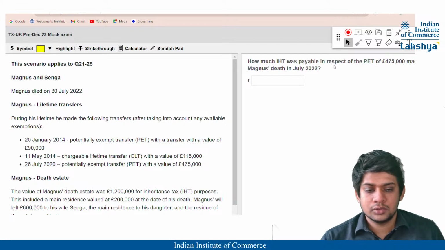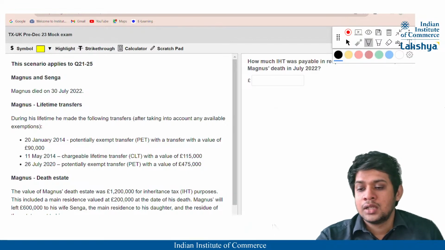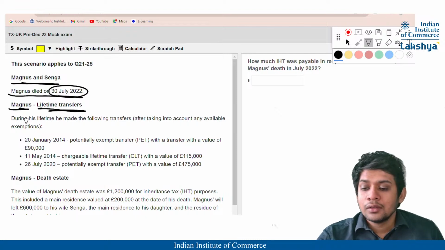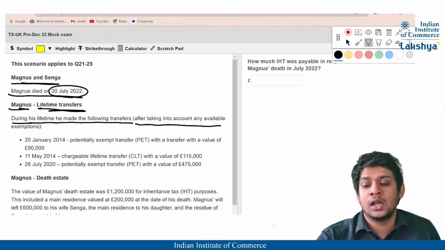Now, on Magnus's death, there are two parties, that is Magnus and Senga. Magnus died on 30th July 2022. Magnus's lifetime transfers: during his lifetime, he made the following transfers after taking into account any available exemptions.